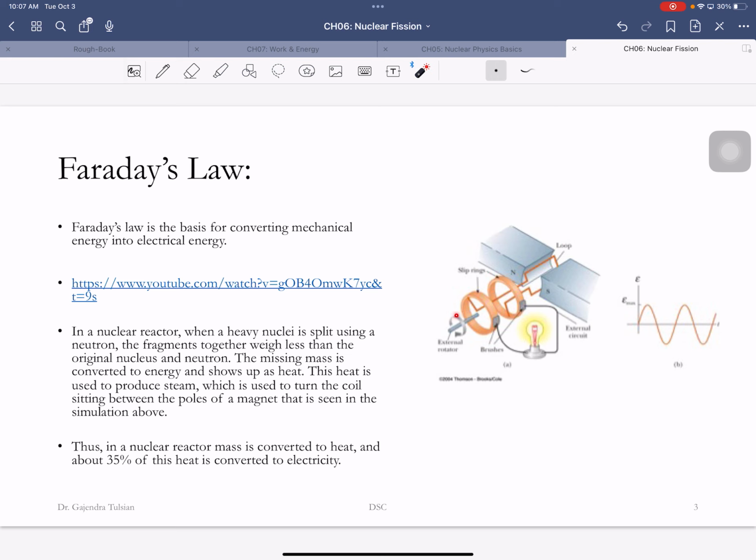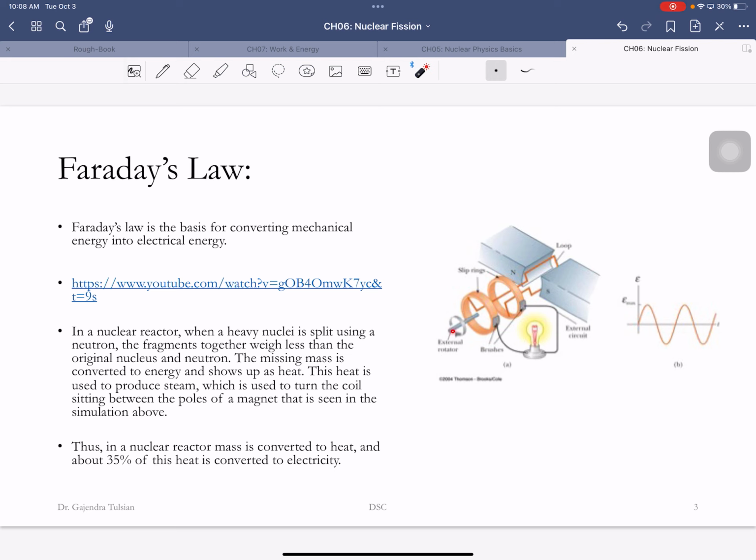How are you turning this wire? In a windmill, the wind is turning the blades, which turn this wire. In a dam, the flowing water is turning this wire. In a coal power plant, you're burning coal, the heat released is used to boil water, and the steam turns this coil. In a nuclear power plant, you're splitting nuclei. The heat is used to produce steam, which turns this coil.